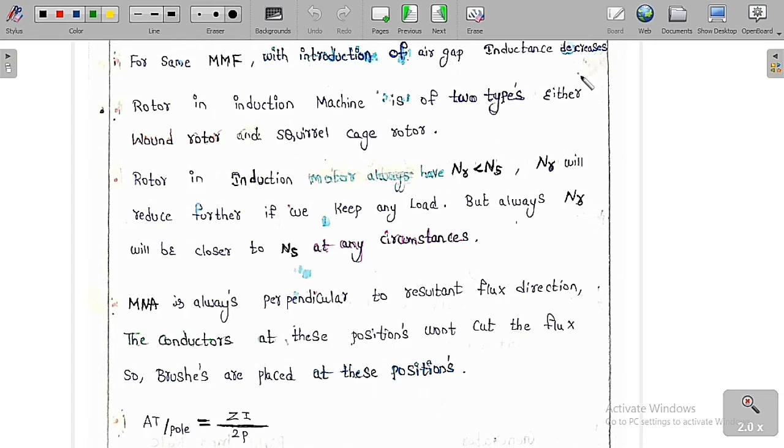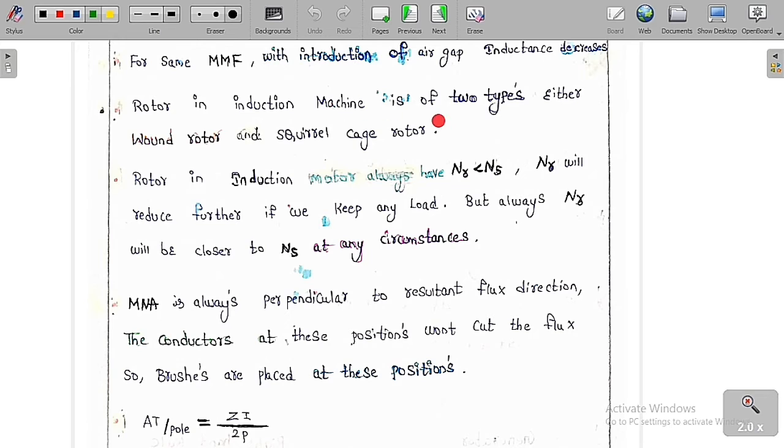Or simply in the other fashion also we can say L is directly proportional to N square by R. As the R increases, the L value decreases. With the help of an air gap, there is a huge amount of reluctance, so therefore the L value decreases. You can go for any procedure, you will get the same result. L is directly proportional to mu, or L is inversely proportional to R. So in both the cases, we are going to get the same result.